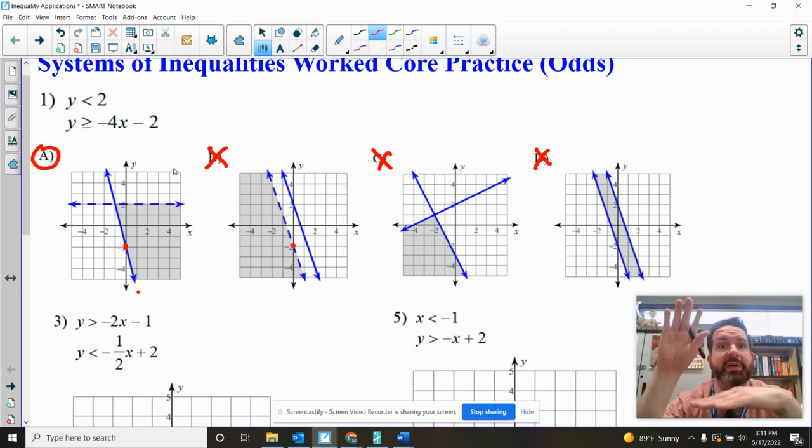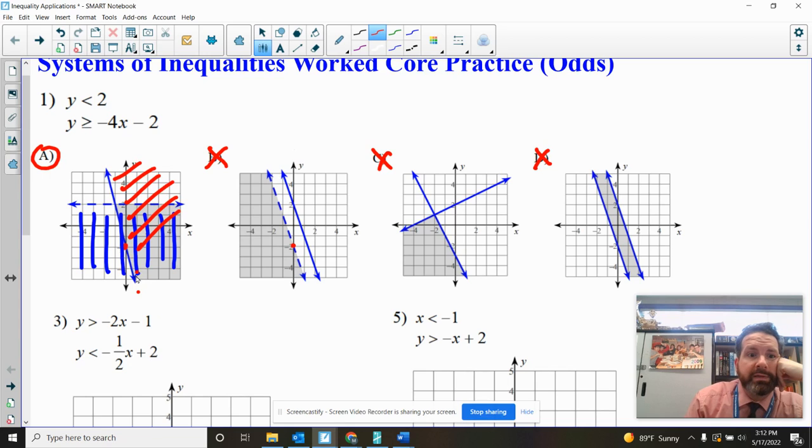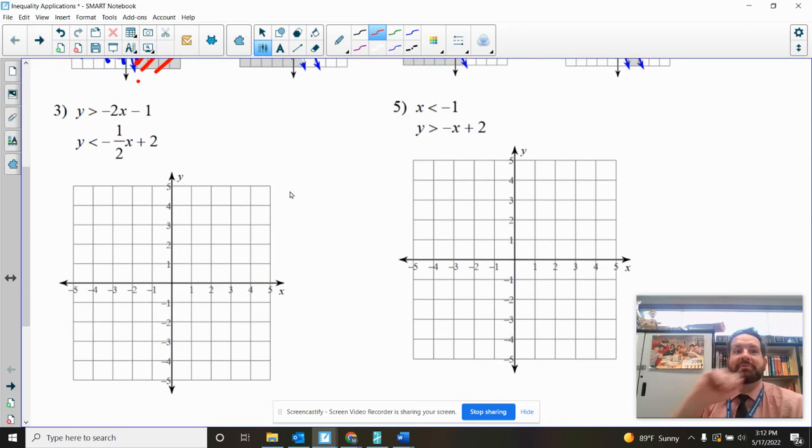Notice that rather than doing the overlapping, they're only highlighting the area that is overlap. So if you were doing cross-hatching, your graph might look like this. So shade below the first one, so below that horizontal line, and then shade above the diagonal line. And so then here, that overlapping section would be where the solution to the system is. Okay, now these we get to graph ourselves.